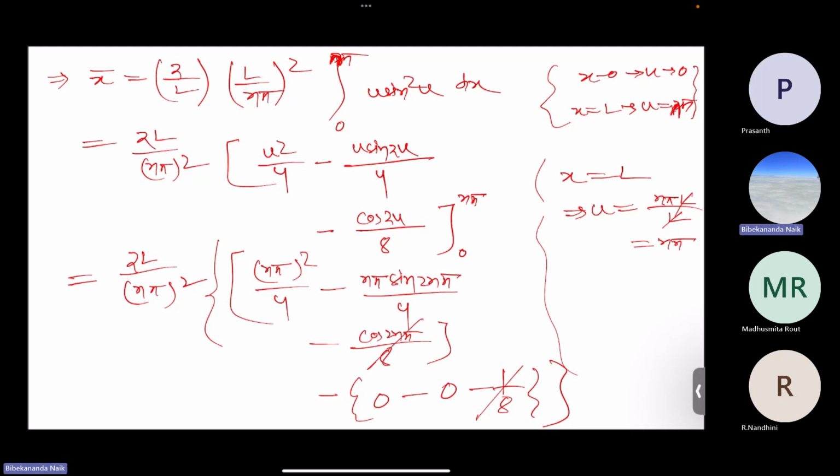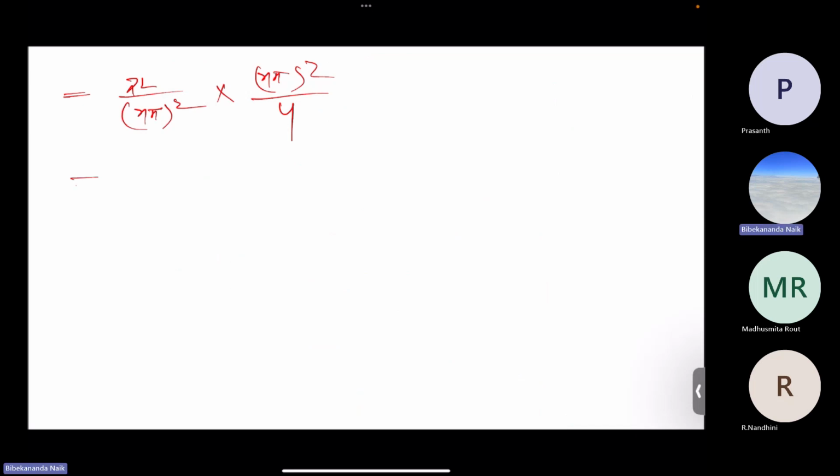So the remaining will be how much? It is 2. 2 gets cancelled out.